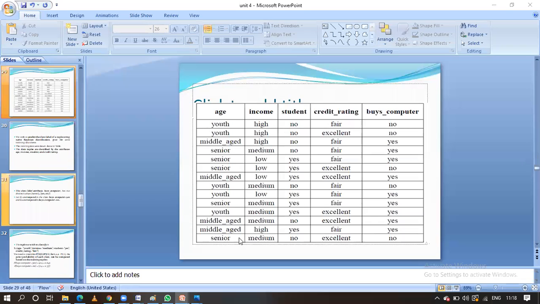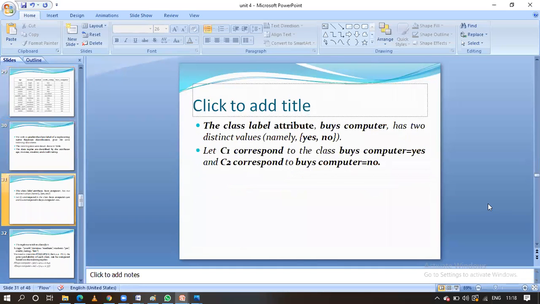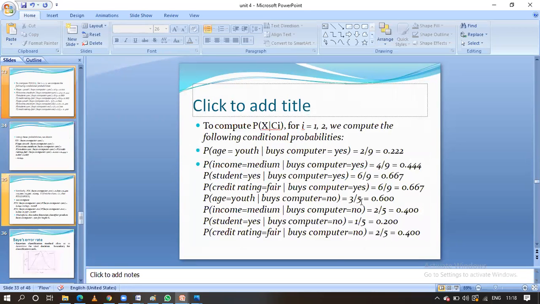Out of ఎంత అండి? 3 వచ్చినాయి. Out of nos ఎన్ని? 5. Okay, 3/5 అన్నమాట. అది వచ్చిందా లేదో చూద్దాం. చూడండి, 3/5. Right, very good. అలాగే ఇప్పుడు మనము income equal to medium కి buys computer equal to no ఎంతో చెప్పాలండి. మీరు చెప్పాలమ్మా. Okay, income equal to, buying a computer equal to no దగ్గర income అనేది medium ఎంత ఉందో చెప్పాలి.